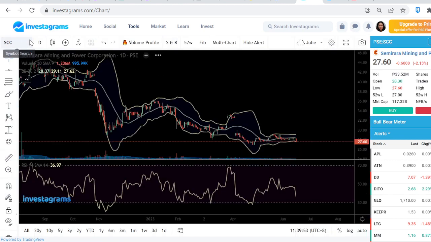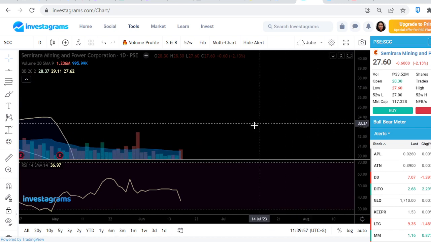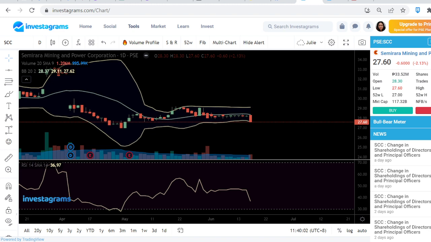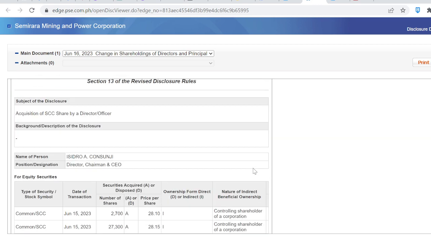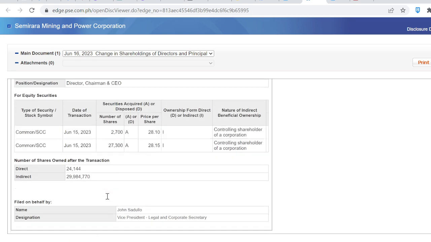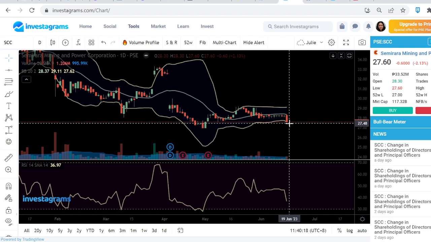Last is SCC. Hoy, bakit? SCC. Anong meron dito? Hindi ko nasundan yung mga bali-balita. Tingnan natin to. Baka may... Oo, nagdagdag pa nga eh. Oh, okay. Buy area na ito guys, pero nagtitrigger siya. Okay, ito. Technical wise, may bearish sentiment.